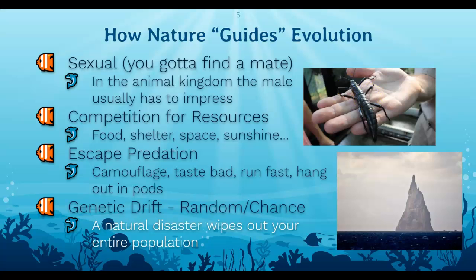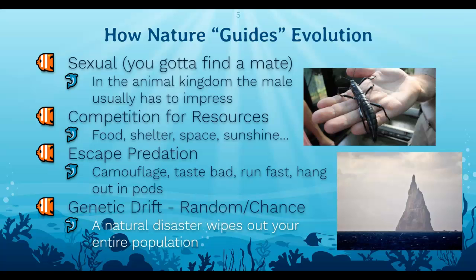So, here are some ideas about how nature guides evolution. This list is not exhaustive, there's a lot more things going on, but this is a good starting point. So, there's sexual selection. You have to find a mate. In the animal kingdom, the male organism is the one that tries to impress the female. If you think of peacocks, peacocks get these big feathers, and it actually makes it harder for them to fly with those big male feathers. The pretty peacocks are the males because they're trying to attract a mate.